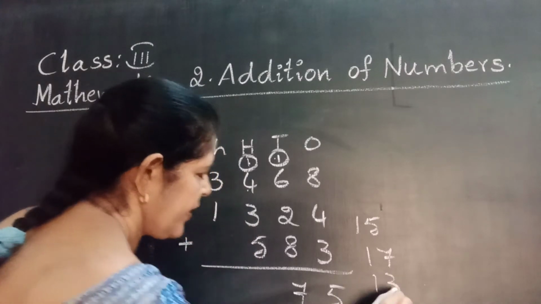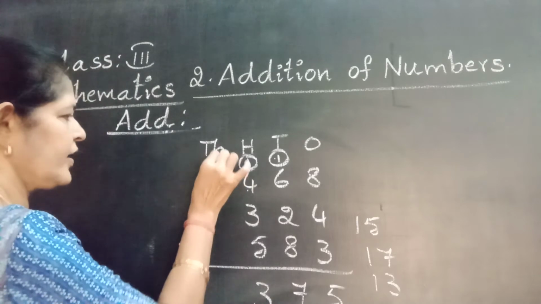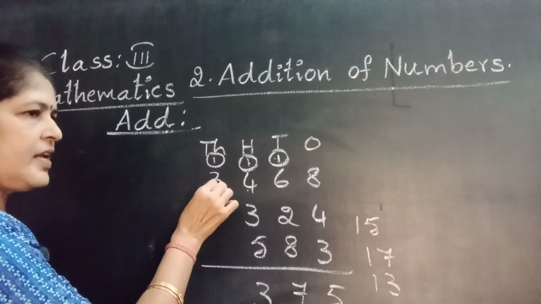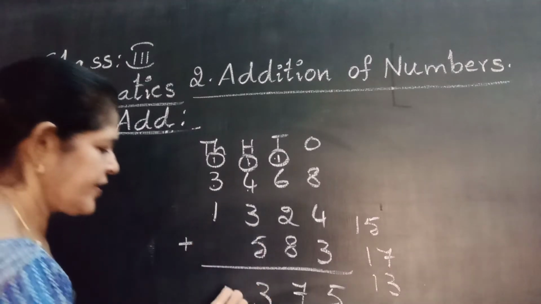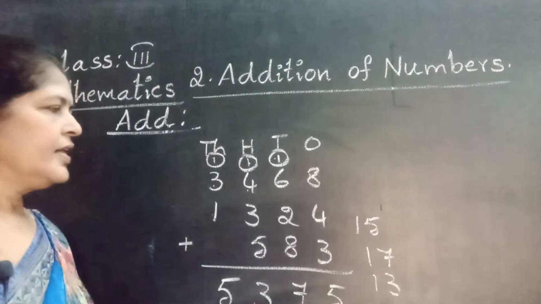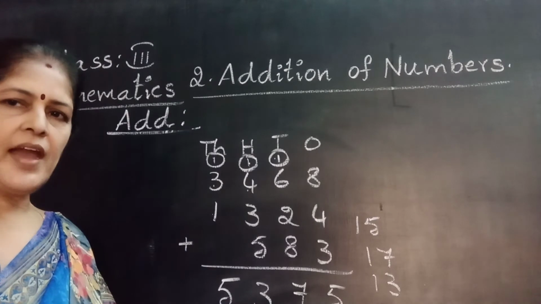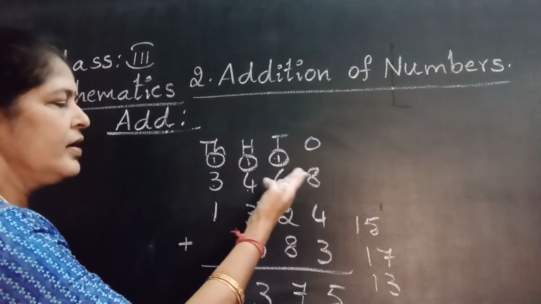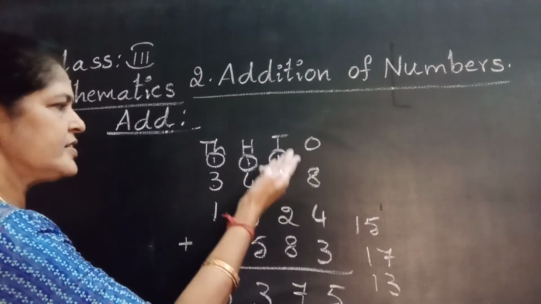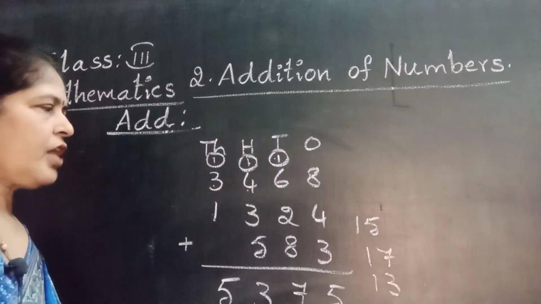Again regrouping. 3 right here. 1 carry forward. 1 plus 3, 4. 4 plus 1, 5. Here no thousands place. Write 5 in the thousands place. This is addition with regrouping of a 4-digit number and a 3-digit number. Regrouping from ones to tens, tens to hundreds, hundreds to thousands.